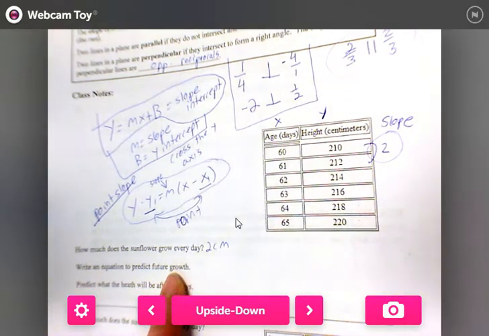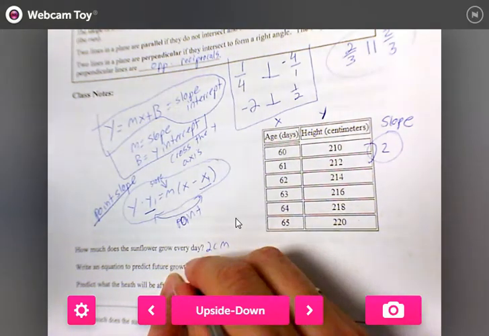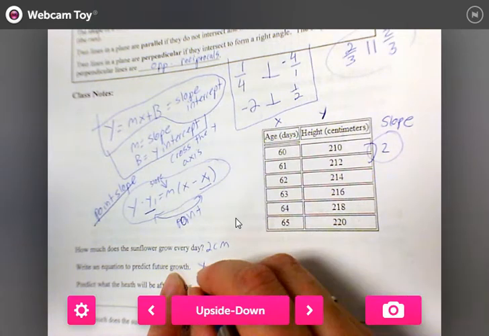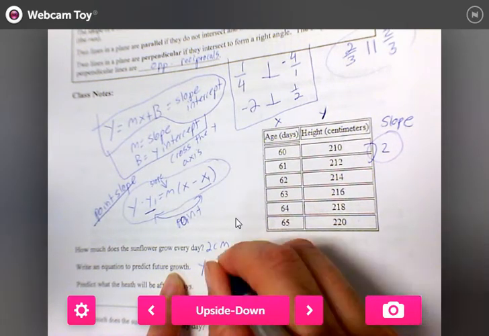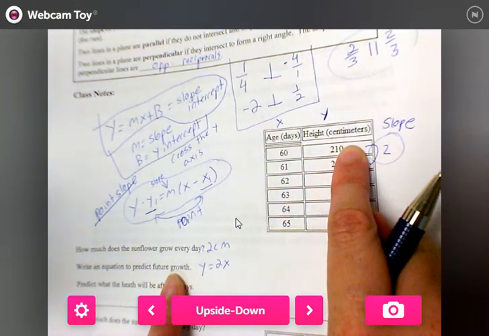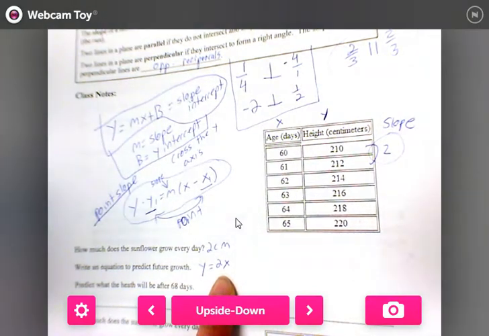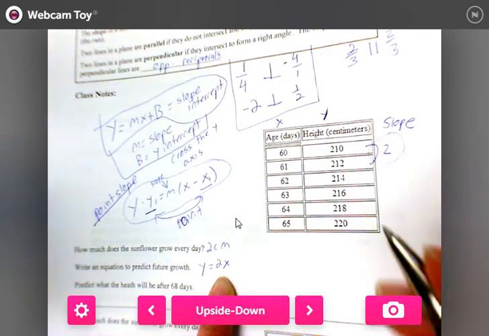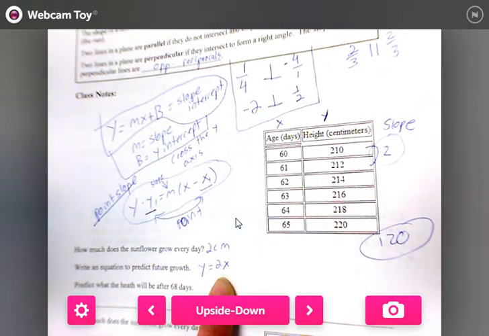Okay? So if we were going to write an equation, we would write y, the number of centimeters, equals 2 times the number of days. 2 times 60 is 210. Right? Let's look, because maybe we didn't do that right. 2 times 60 is what? 120. So apparently we didn't plant a seed, right? We must have planted an already partially grown plant. So what height did that partially grown plant have at 0?